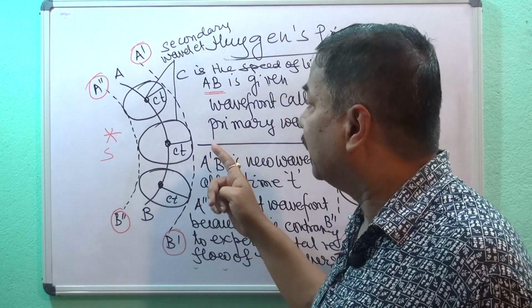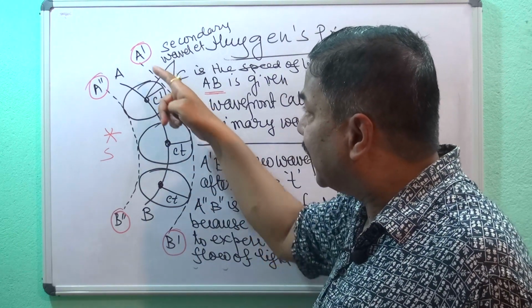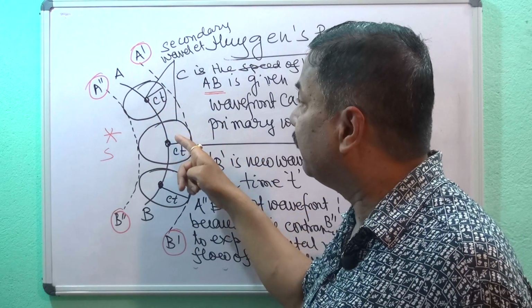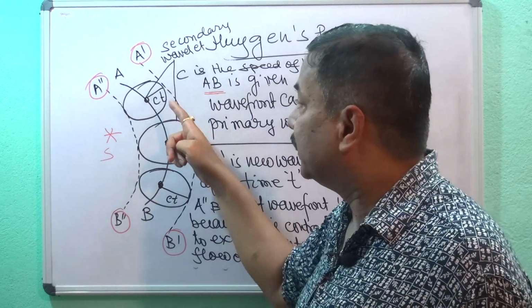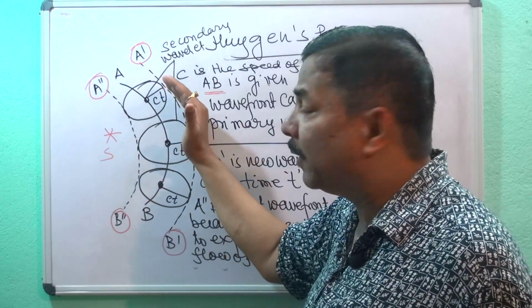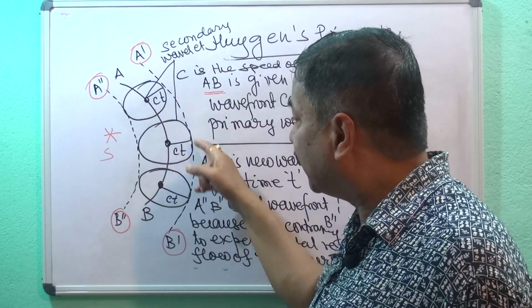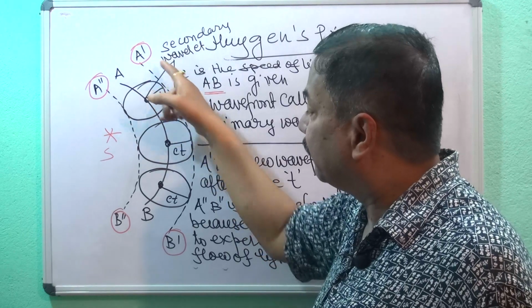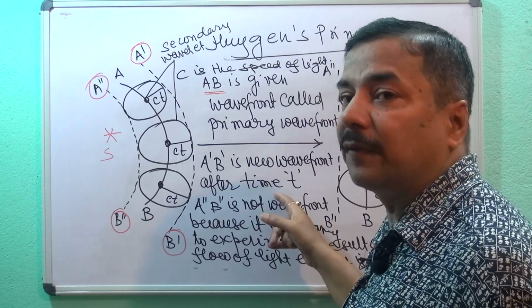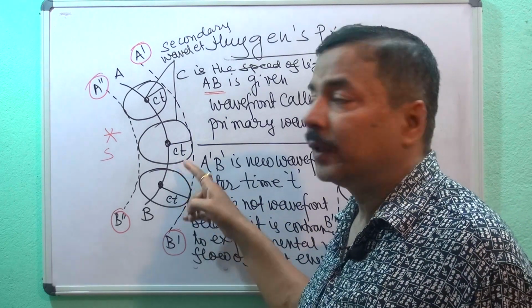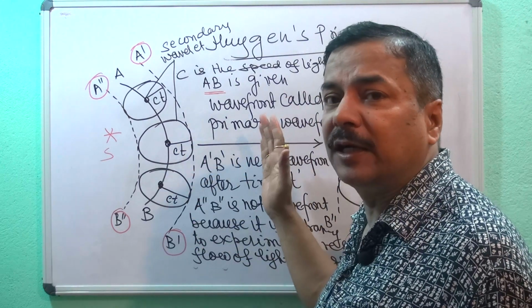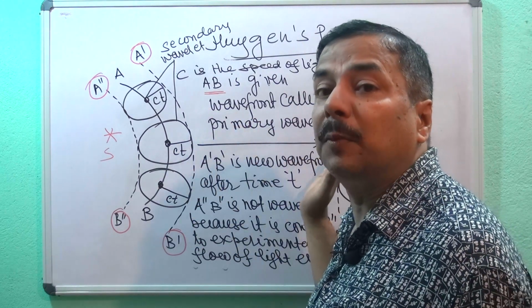Huygens suggested that the tangential surface touching the secondary wavelets in the forward direction gives the wavefront A dash B dash. That means A dash B dash is your new wavefront after time t. Similarly, every point will again behave as a source, and again we can create the wavefront, and this way the light propagates.